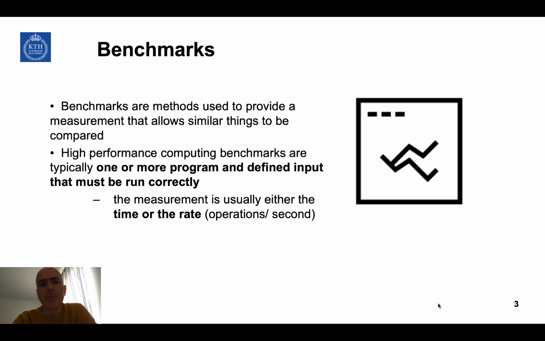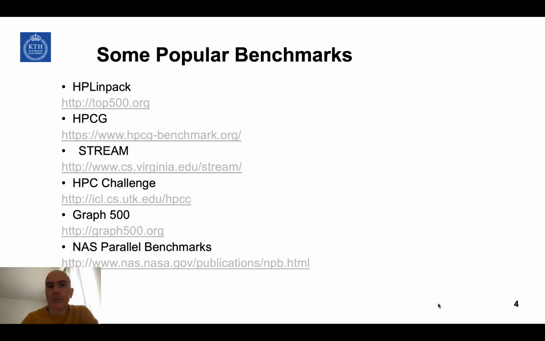So what are benchmarks? Benchmarks are methods used to provide measurements that allow similar things to be compared. So it's a measurement with the goal of comparing things. High performance computing benchmarks are typically one or more programs that must be run correctly. So you always need to check that the solution is correct with a predefined input. The output of a benchmark is usually either a time, execution time, or a rate, like for instance, floating point operations per second, which we have already seen. These slides present some popular benchmarks that we're going through in the next slides.